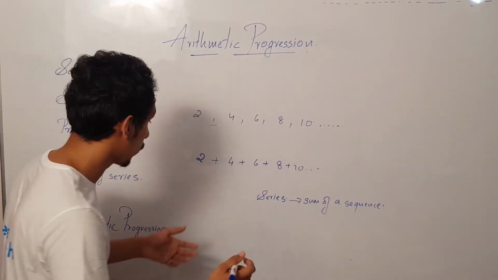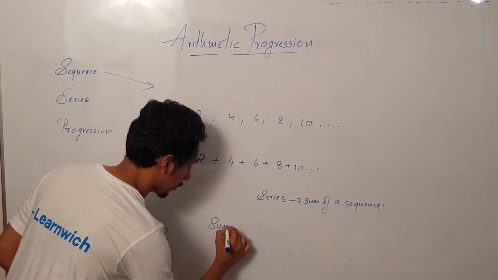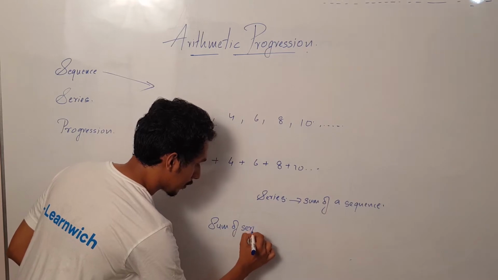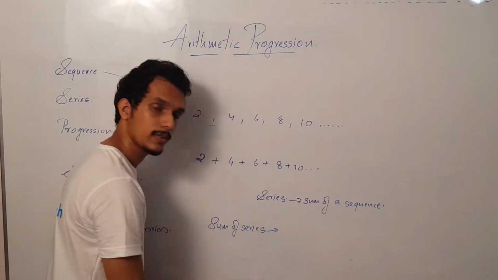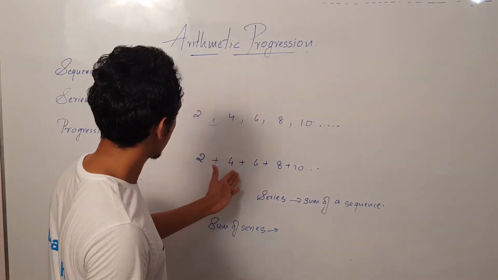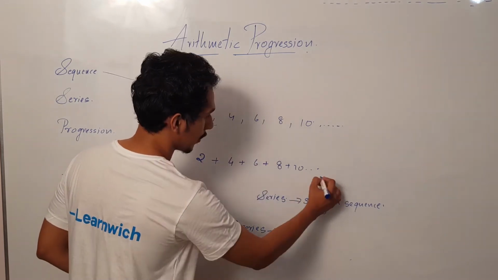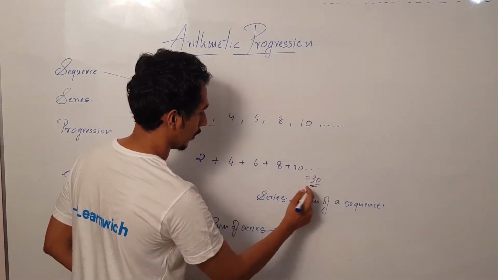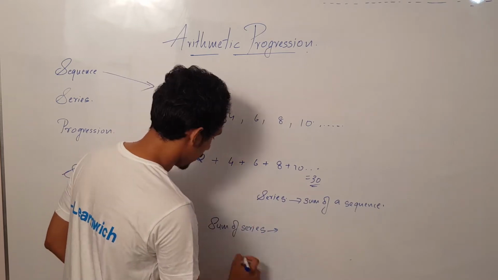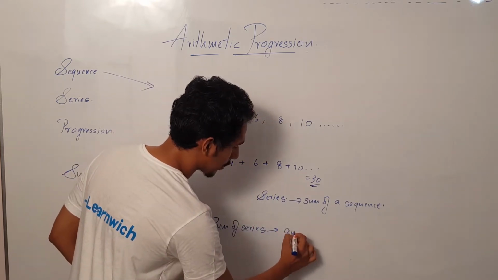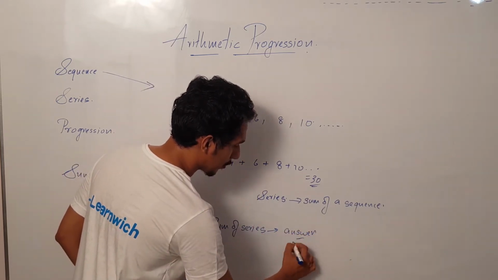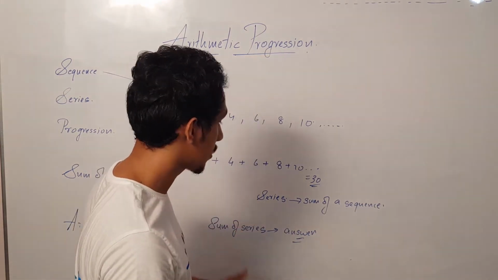Then what is the sum of a series? It simply means, what do you get? 6 plus 4, 10, 20, 30. This is the answer you get if you simply add all these. So the sum of a series is simply the answer. The answer to your series is your sum of series.